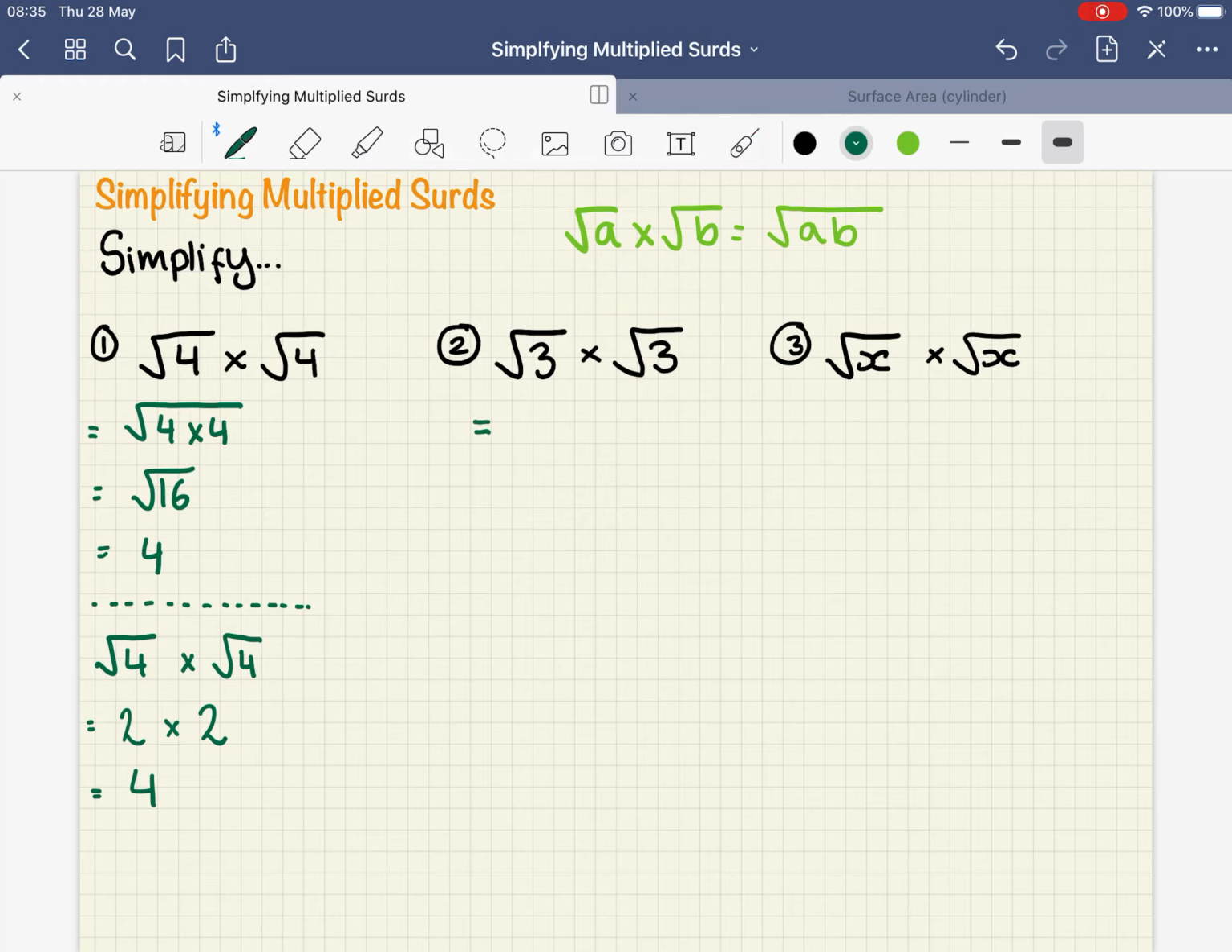So root 3 times root 3, that's just going to be 3. Root x times root x, that is just going to be x. So that's always the case when the surds are the exact same, we get just the number that's underneath. But that's not always going to be the case, so let's look at a few that are different.